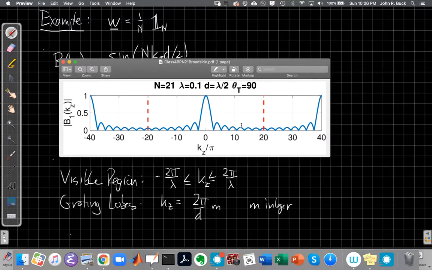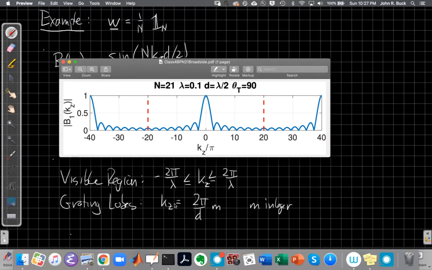Another piece of important terminology is the visible region. The visible region is the values of kz where the signal can be propagating. If we have 2 pi over lambda times cos theta, that cosine can go from -1 to +1. So if I have a propagating wave, it's between -2 pi over lambda and +2 pi over lambda. And that's what these red dashed lines show. The region between the two red dashed lines is what we call the visible region. These are the wave numbers that are propagating. The other important piece of terminology is the grating lobes.